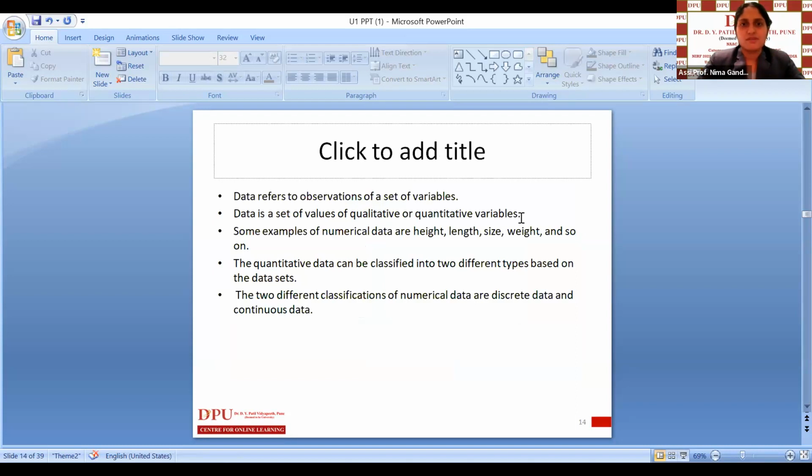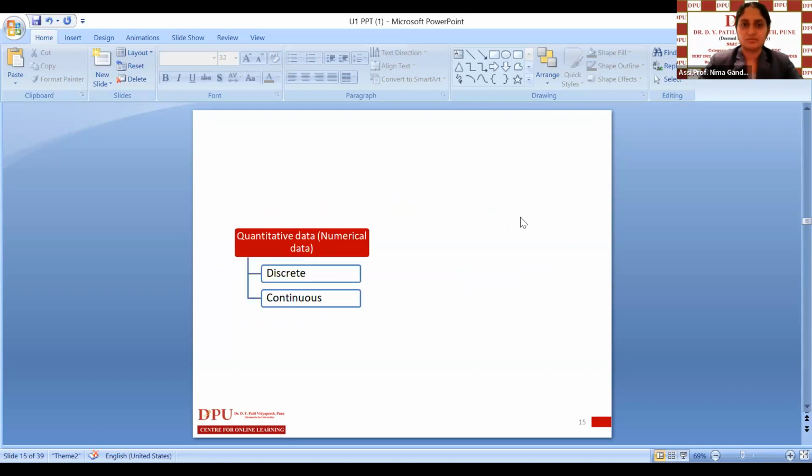So data refers to the observations of a set of variables. It is a set of values of qualitative or quantitative variables. Quantitative variables we divide into two types. Quantitative means numerical data. If you're counting something, you're dealing with the discrete type of data. If you're measuring something, you're dealing with the continuous type of data. So discrete and continuous are the two types of data you have in quantitative data. This is numerical data.